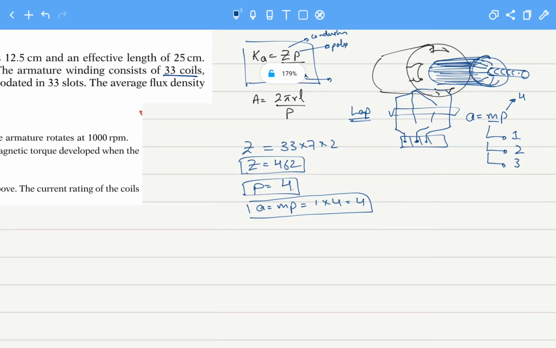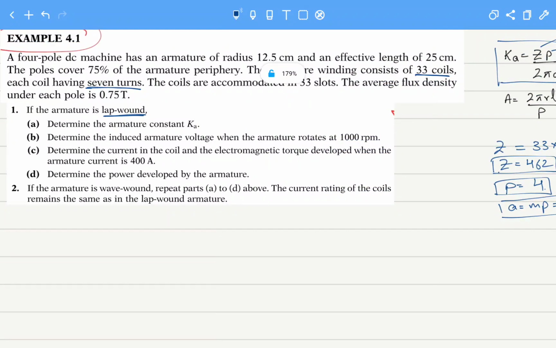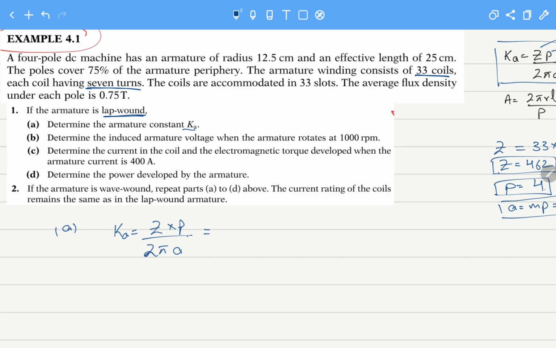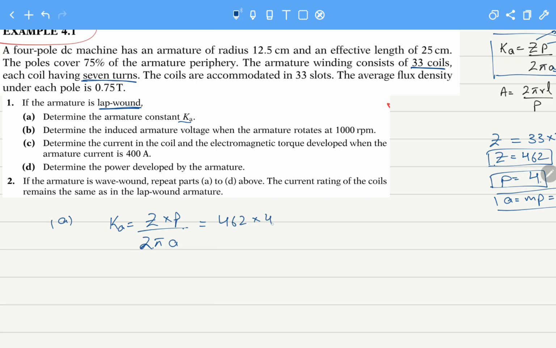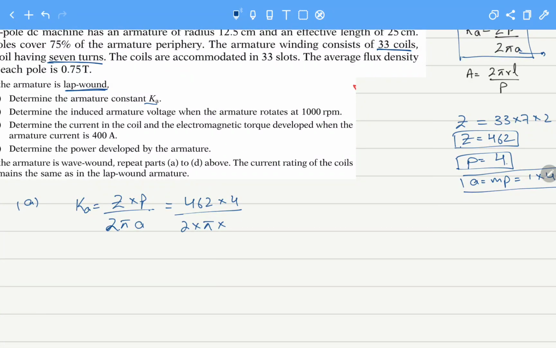So for the first part, determine the armature constant. We can calculate Ka equals Z times the number of poles over 2 pi A. We have calculated the value of Z to be 462. It is a 4-pole machine. We have 2 times pi times A, where A we have calculated to be 4. So the value of the machine constant will be Ka equals 73.53.